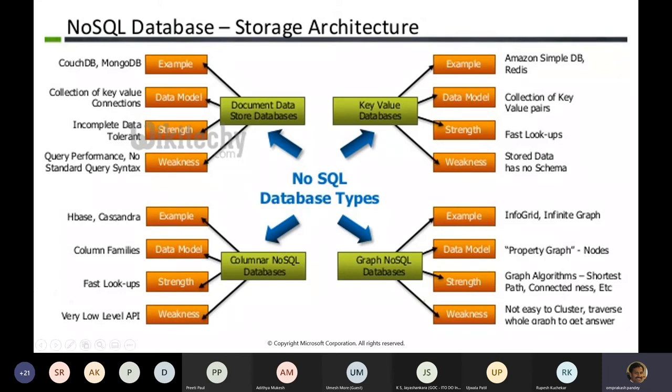If you look at a columnar data store like Cassandra, you can have fast lookups, but you need to work with low-level APIs, correct? In terms of key value pair, you have Redis cache in Azure, where you have fast lookups. Again, the data has no schema, right? And among graph-based databases, you have Gremlin in Cosmos DB, where you can create a number of nodes and retrieve values from these nodes.